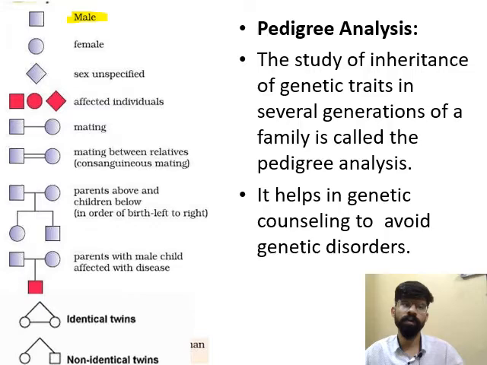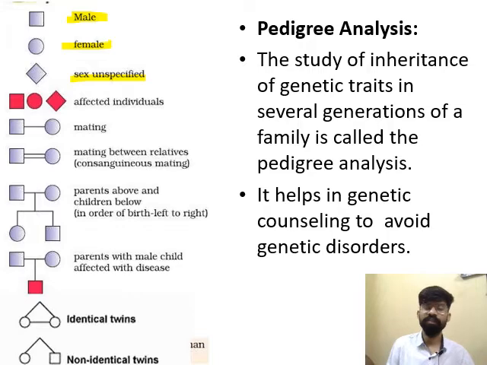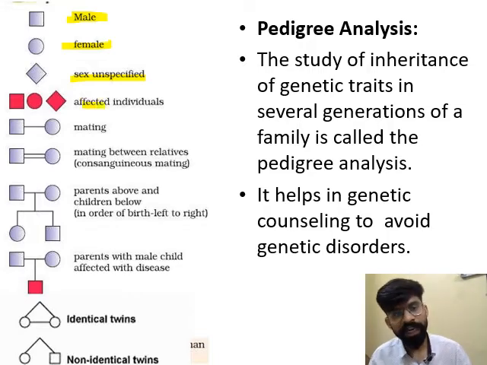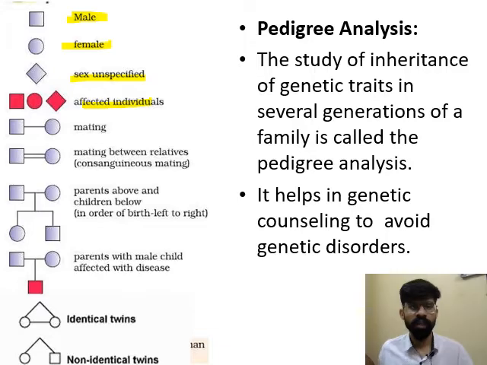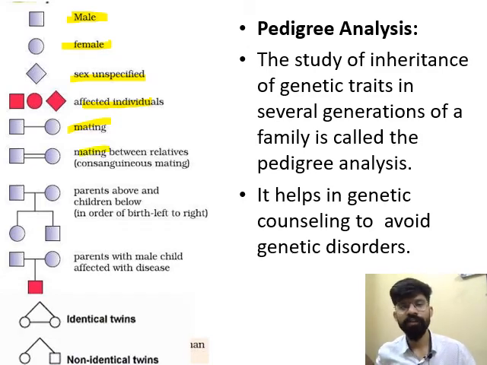Male is expressed with a box, female is expressed with a circle. When the sex is unspecified, then you have to draw with this symbol. If the individual is affected, meaning the individual has a disease, then you have to shade the box. If mating takes place, meaning male and female mating, then you represent it with this symbol. If the mating is between relatives, then you show it with this double line. If parents mate and children of different sex are produced, then you show it with this figure.